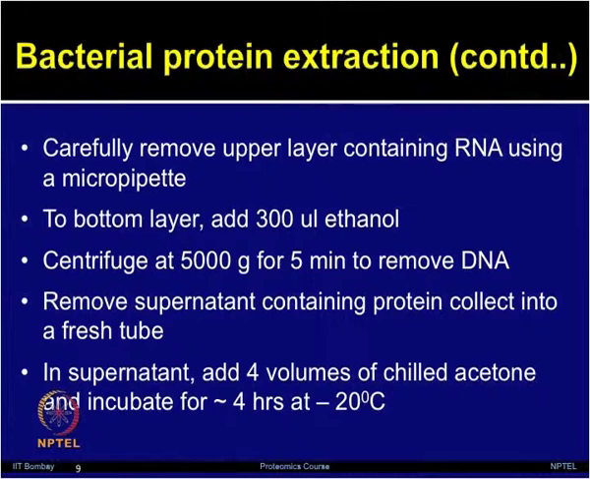In fact, this step can be used for keeping the material safe for further DNA extraction. The same applies to the previous step, where you can collect the RNA, which can be further used for RNA cleanup and preparation. Once you have removed the supernatant which contains the protein, collect that in a fresh tube, and to this supernatant add 4 volumes of chilled acetone. Incubate this mixture at minus 20 degrees for 4 to 6 hours.